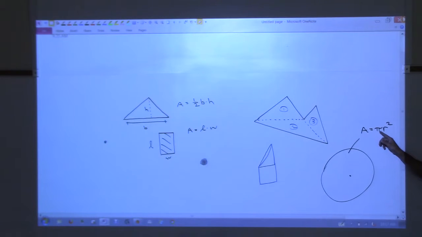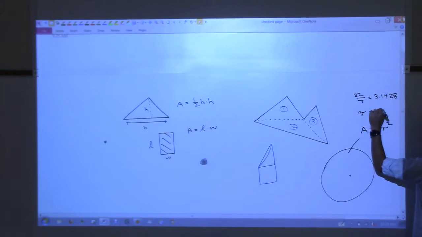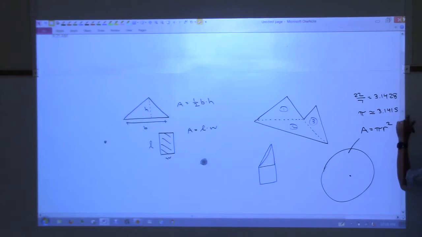22/7 is an approximation. If you take 22 and divide it by 7, what do you get? 3.14 what? 28. Okay, pi is actually 3.1415, and it keeps going. But you can see that 22/7 is pretty close, right? And if we're talking about the Chinese did this thousands of years ago, that's good enough for what they needed to do. And the Mayans did something similar where they had a number that they could use that was good enough. But the exact area of a circle came later.